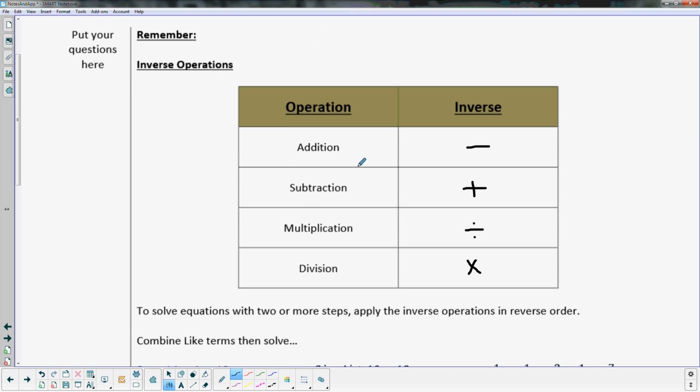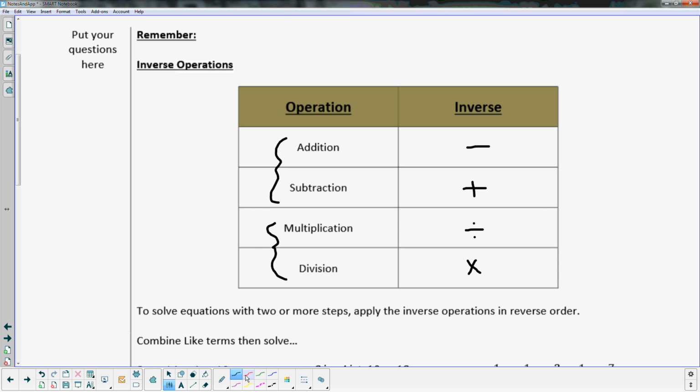Now, the reason I have them written in this order also is that this is the order that we want to undo these operations. I want to undo addition and subtraction at the same time and multiplication and division at the same time. Realistically, you're going to have one addition or subtraction, and it's either going to be multiplication or division that you have to undo.